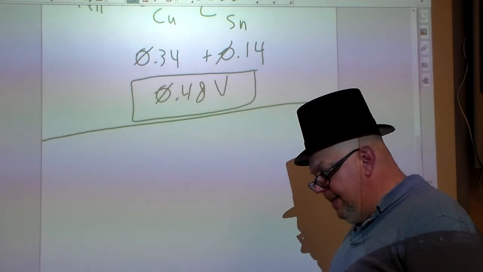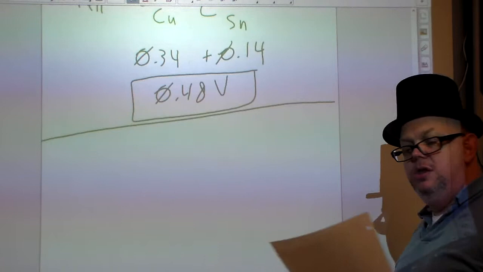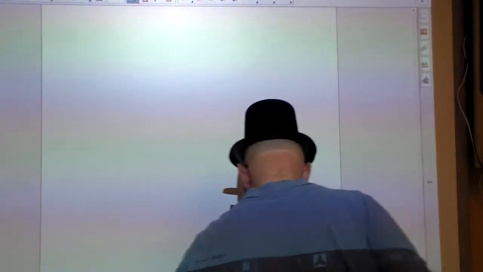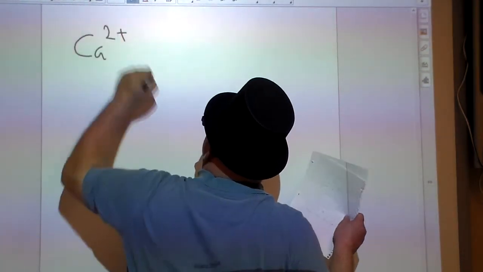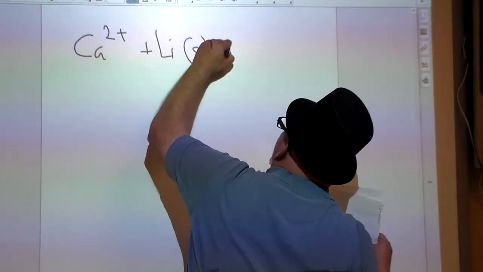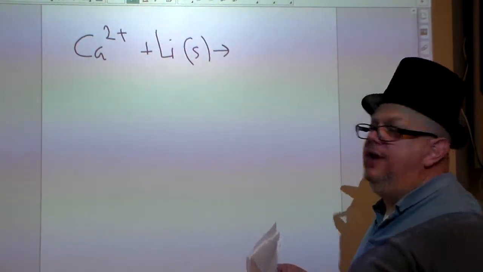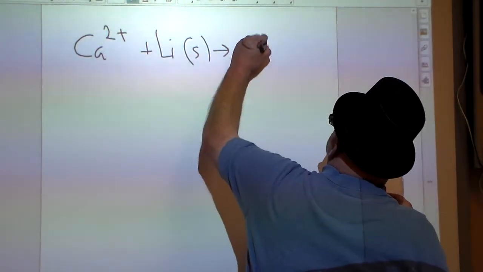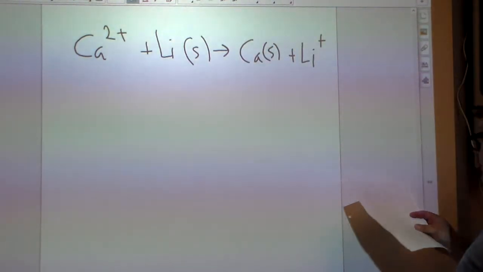Okay, let's have a little bit of fun with this. Let's try another one. I'm going to do one more with you guys, and this one I'm going to take something completely random, like calcium plus lithium. So we're going to put a lithium bar into a solution that contains calcium ions. It could be calcium sulfate, whatever it's going to be. And we end up getting calcium that is solid plus lithium with a positive charge to it.